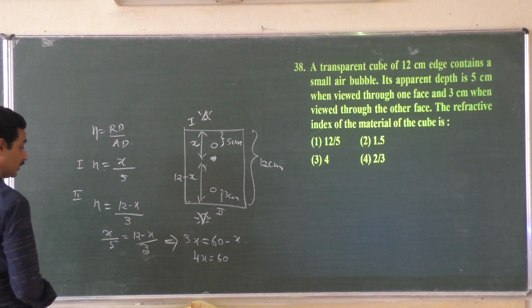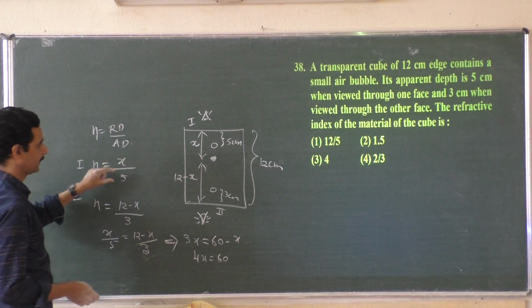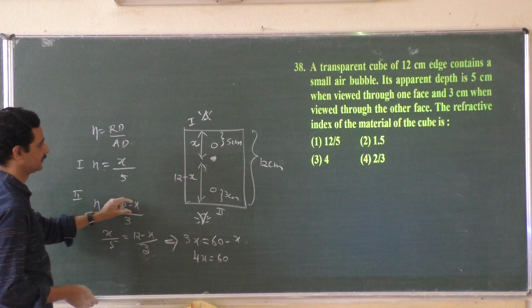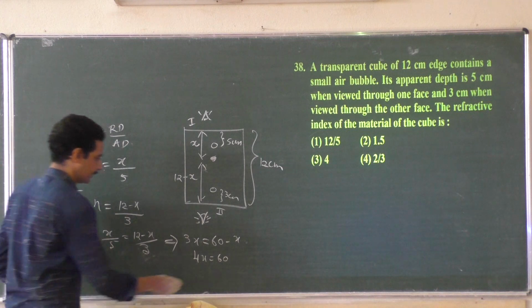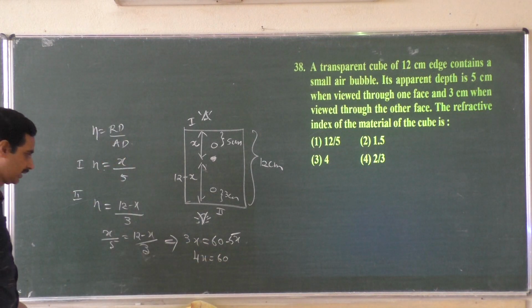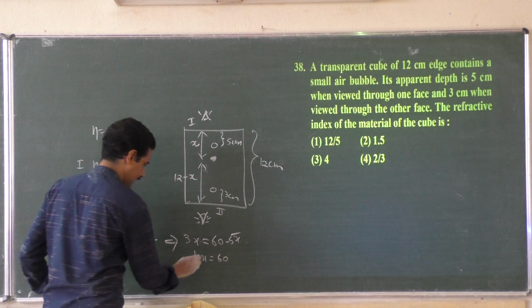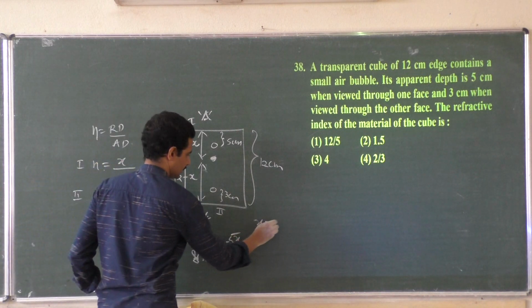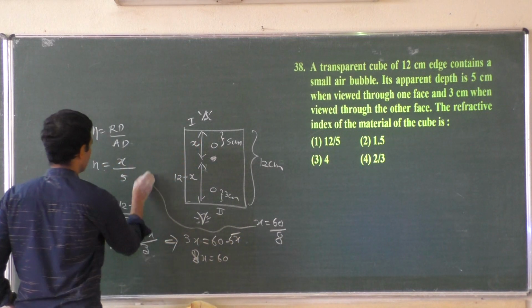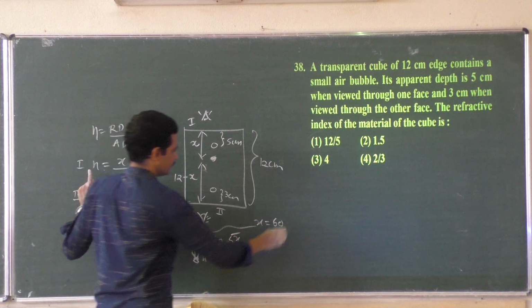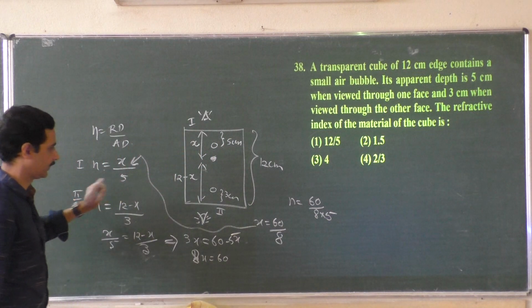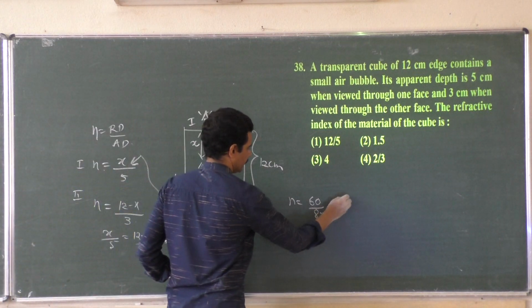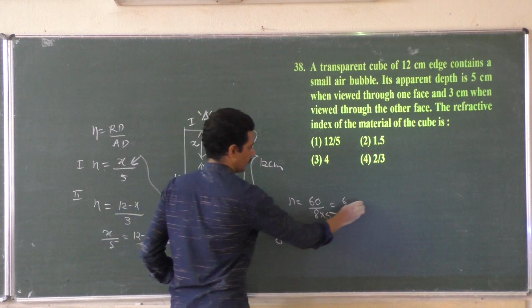Wrong. X cannot be more than 12, right? So N equal to real depth by apparent depth, and N equal to real depth 12 minus x by apparent depth. X by 5 must equal 12 minus x by 3. I think I have not multiplied by 5. Yes, that's the usual mistake I make. Minus 5x, so this is 8x. X is equal to 60 by 8. Put it here. What is N equal to? N is equal to x, 60 by 8 by 5. Am I right? By 5. 6 by 4, 60 by 40. 1.5.